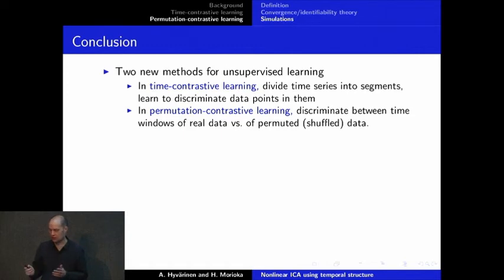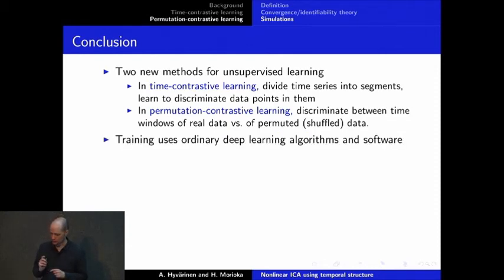And so these are very intuitive learning principles that you could actually use in many kinds of data. And sometimes I wonder if somebody must have proposed something very similar from just an intuitive viewpoint. And the nice thing here is that the training uses completely ordinary neural network or deep learning algorithms and software. So we don't actually distribute any software. We don't really need to at all.